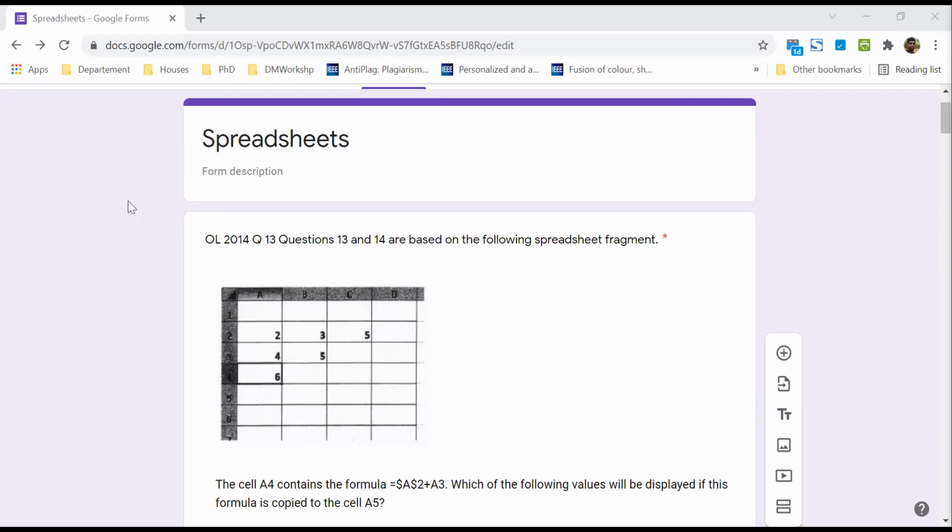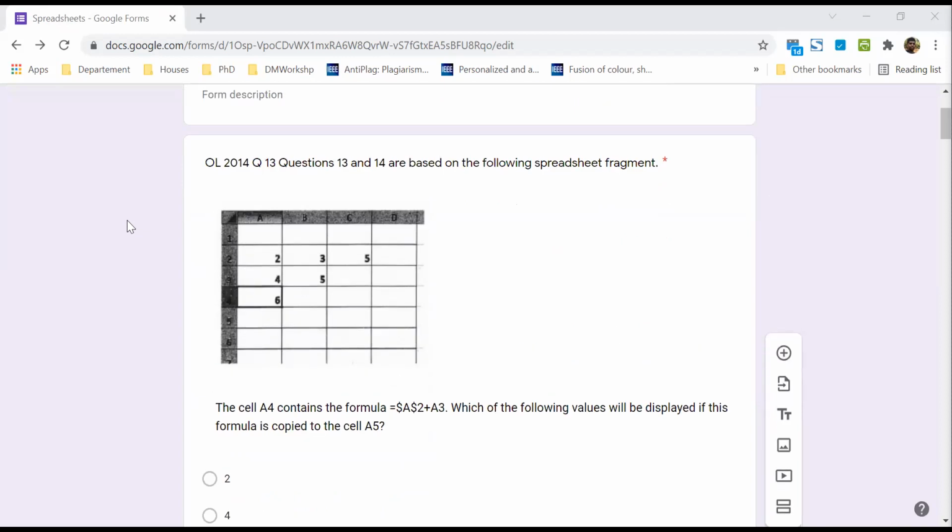So let's start the discussion. The cell C4 contains formula $A$2 plus A3. Which of the following will be displayed? The formula is copied to cell A5. Right? Cell A5. So A4 is this.